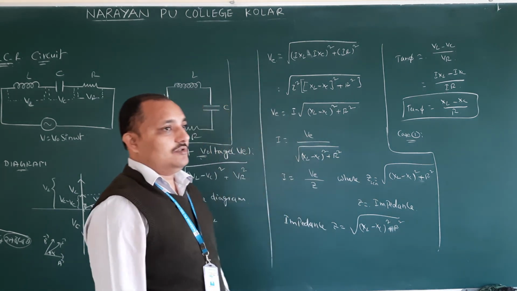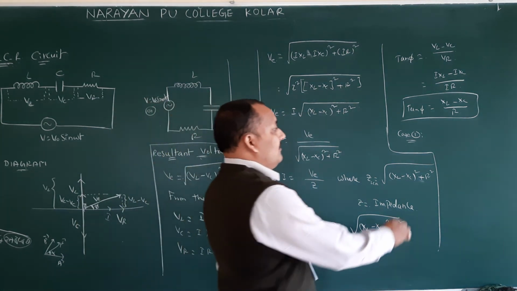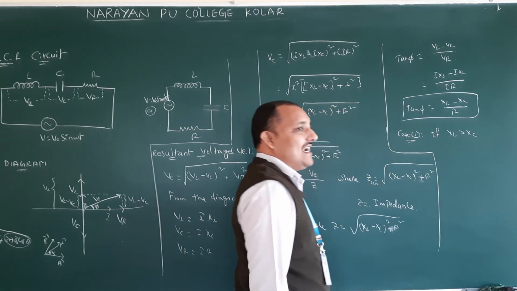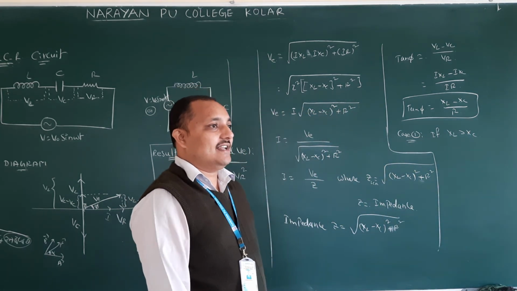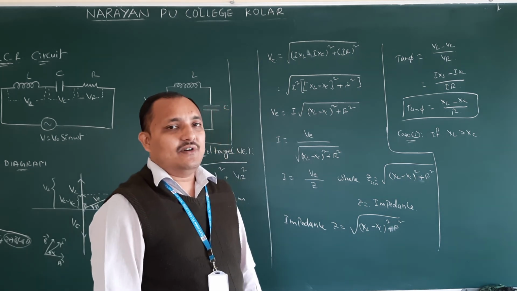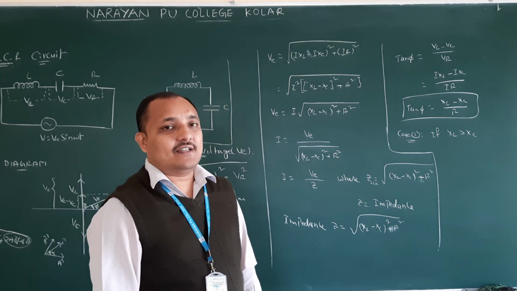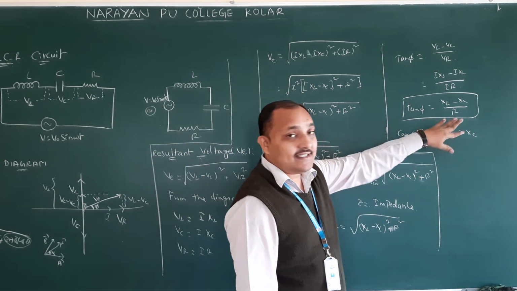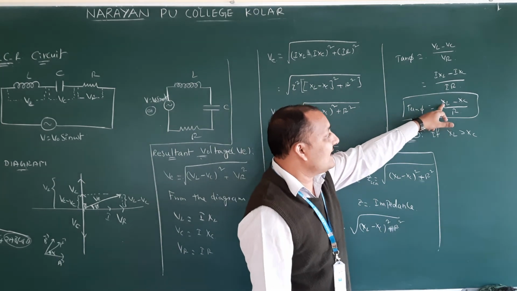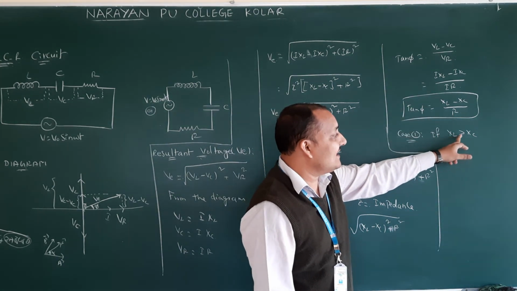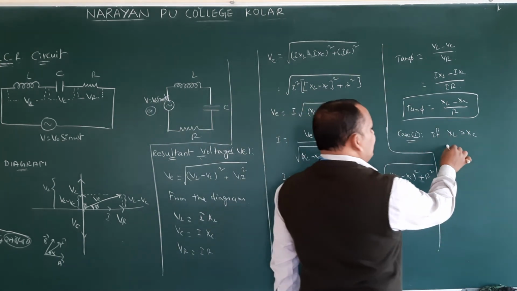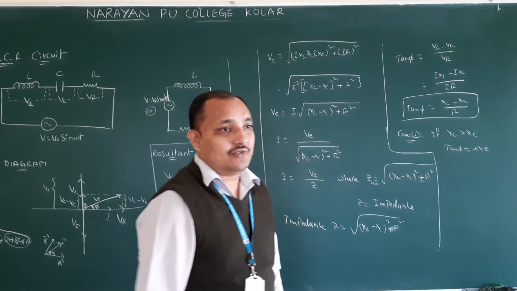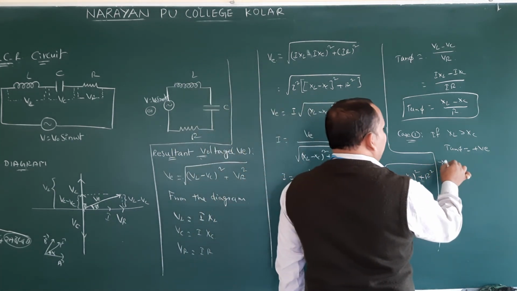So case 1. What is case 1? If XL is greater than XC. What is XL? Inductive reactance. What is XC? Capacitive reactance. If inductive reactance is more, then in this circuit only XL and R will be there. Why? Because XL is greater than XC. The tan phi is positive. Then this circuit is called inductive.